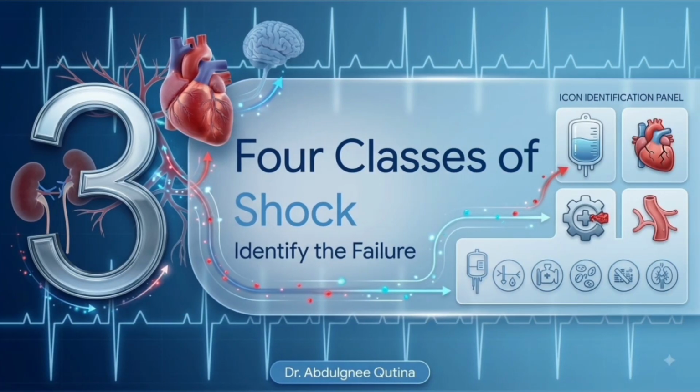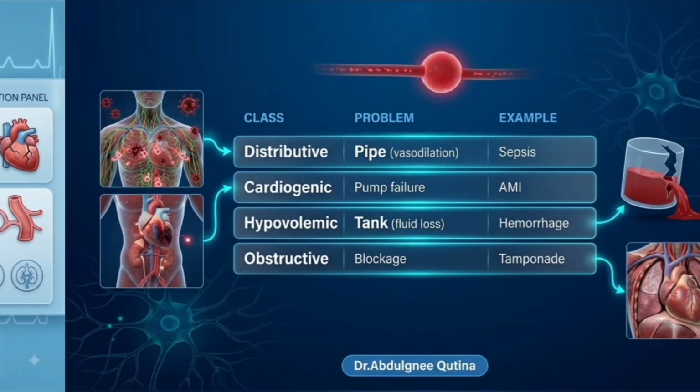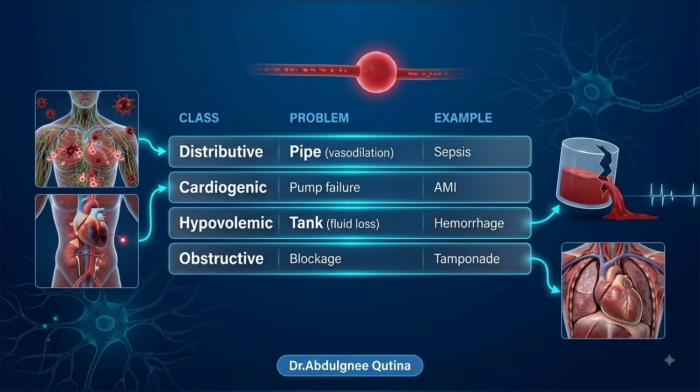Section 3. The 4 classes of shock. There are 4 main classes of shock, and honestly, the best way to visualize them is like a giant plumbing system. First up, distributive shock, which covers things like sepsis and anaphylaxis. This is a pipe problem. Massive vasodilation means the pipes are just way too wide for the fluid inside. Clinically, these patients initially present warm and flushed, which totally sets them apart from the other 3 classes, where folks are typically cool and clammy.